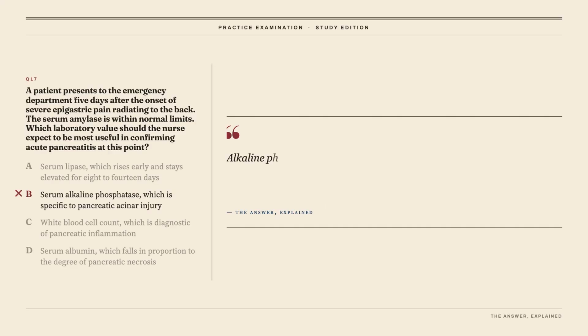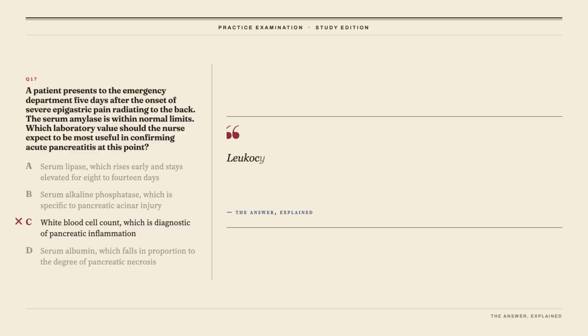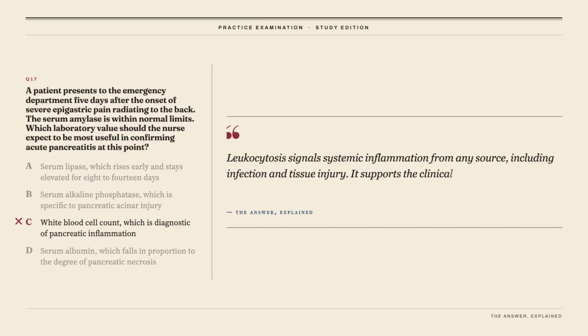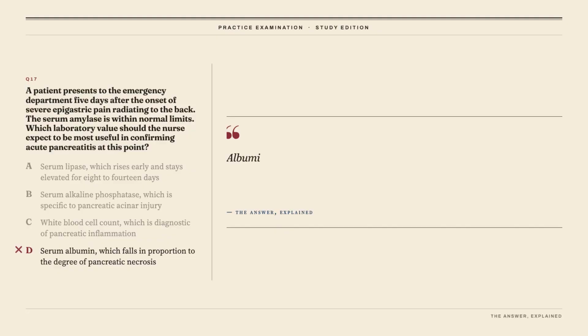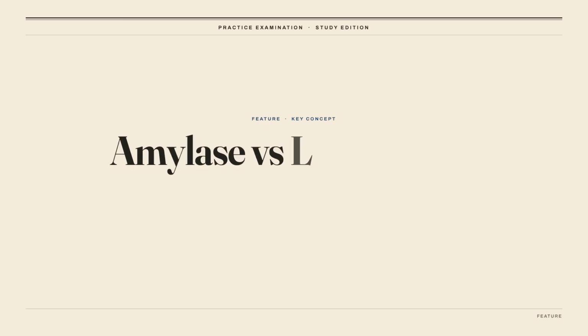B is wrong because alkaline phosphatase reflects biliary obstruction and bone turnover, not acinar cell injury. It helps point toward a gallstone cause but does not confirm pancreatitis. C is wrong because leukocytosis signals systemic inflammation from any source, including infection and tissue injury. It supports the clinical picture but is far too nonspecific to confirm a diagnosis. D is wrong because albumin falls with inflammation, capillary leak, and poor nutrition across many illnesses. It is a marker of overall illness rather than a diagnostic test for pancreatitis.